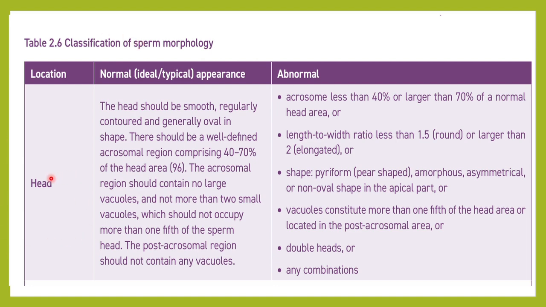For example, it has said that the sperm head should be smooth and regularly contoured, its shape should be oval, and it should have a smooth head. The acrosomal region should be around 40 to 70% of the head area, and it should contain no large vacuoles. If vacuoles are present, there should not be more than 2 small vacuoles, which should not occupy more than 1/5 of the sperm head. And the post-acrosomal area, that is the nucleus, should not have any vacuoles. So any abnormality from this would be classified as an abnormal head morphology.